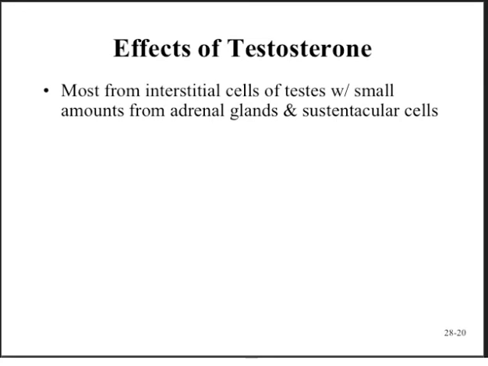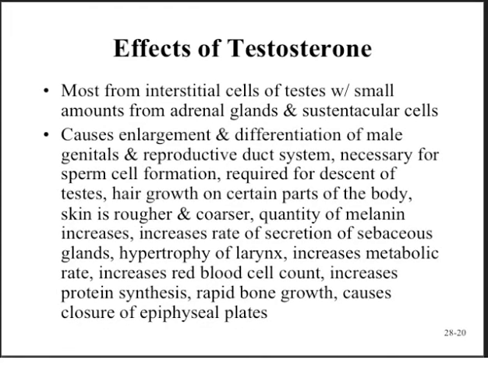Most of the testosterone in the body comes from interstitial cells of the testes and tiny amounts from the adrenal glands and the sustentacular cells. And again, the effects are indicated here. Essentially, the male secondary sex characteristics: axillary and body hair, deepening of the voice, increased muscle mass and hematocrit and bone density.